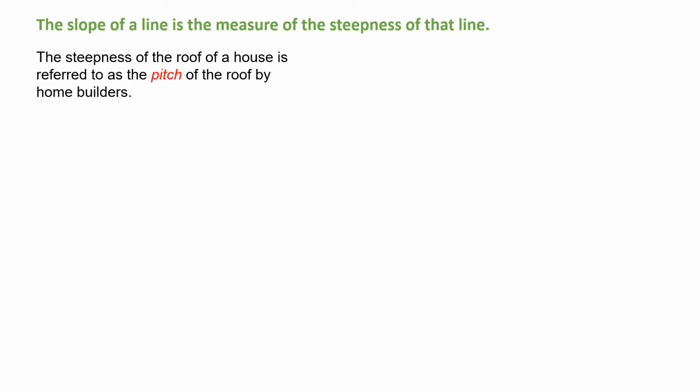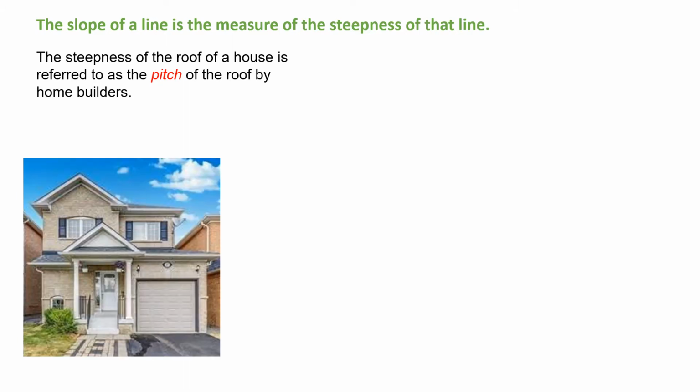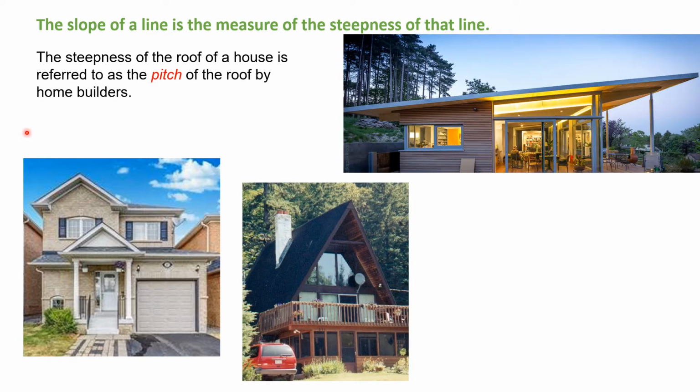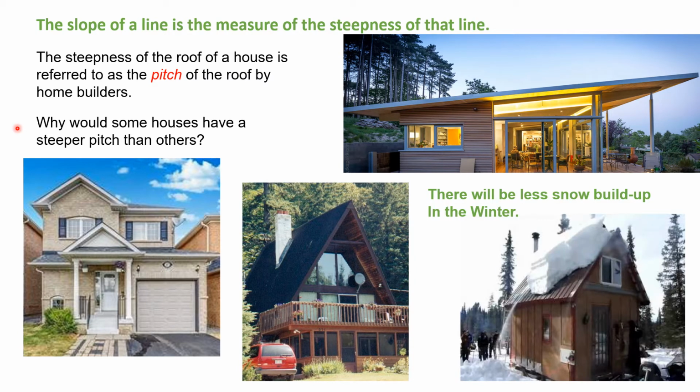The steepness of the roof of a house is referred to as the pitch of the roof by home builders. So when you look at the roof, you can look at how steep that part is as opposed to maybe this piece here. So there's a few different roofs for you to look at and different slopes, or different pitches. Why would some houses have a steeper pitch than others? Look at how steep this roof is compared to say this one. Why would that be? That's because in the winter snow needs to fall off the roof, and if it's very flat, the snow's heavy and it will collapse the roof.